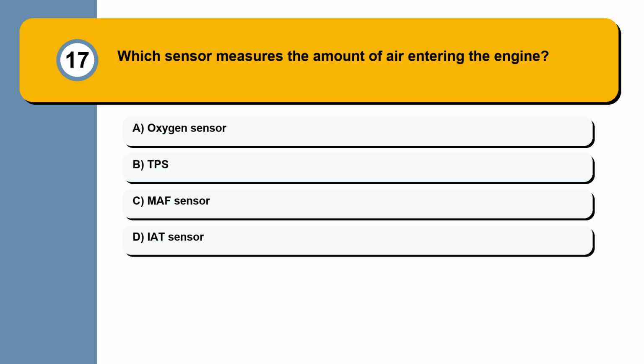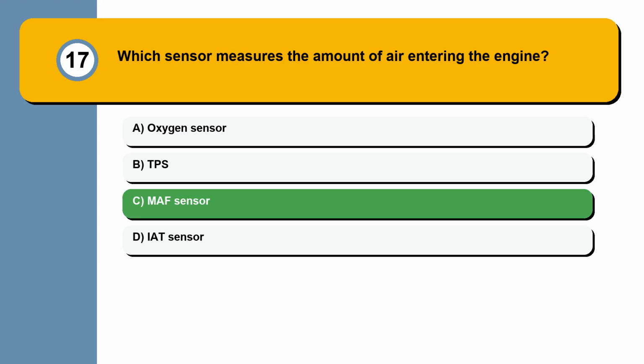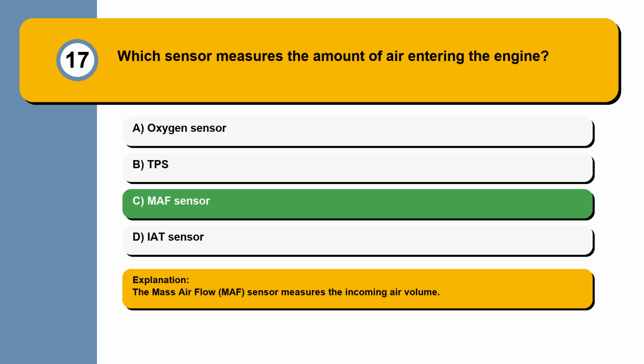Question 17. Which sensor measures the amount of air entering the engine? Oxygen sensor, TPS, MAF sensor, IAT sensor. The mass airflow, MAF, sensor measures the incoming air volume.